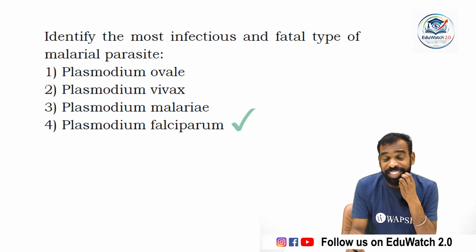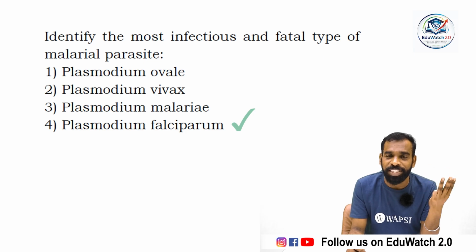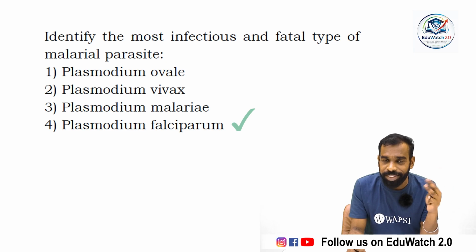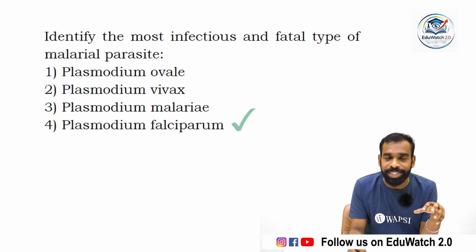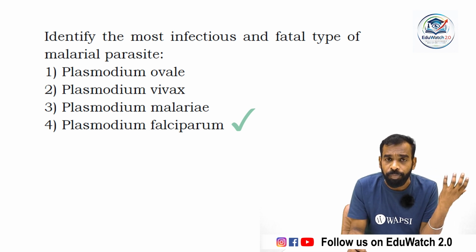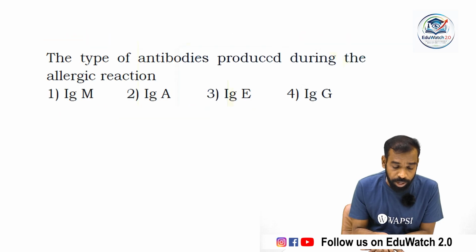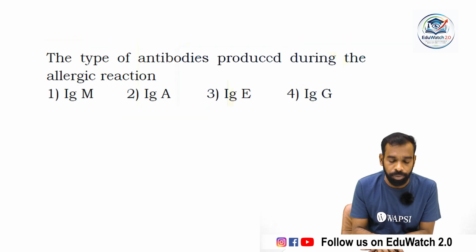Did you get me, my dear students? Plasmodium malariae, Plasmodium vivax and Plasmodium falciparum. There are three species given in our syllabus. From these three, the most dangerous type of malarial disease is caused by Plasmodium falciparum. I would like to go through the next question.